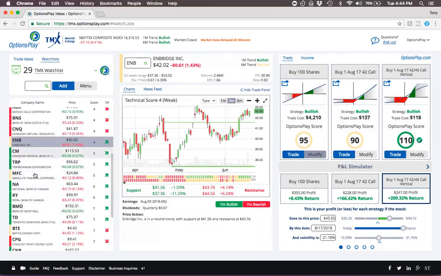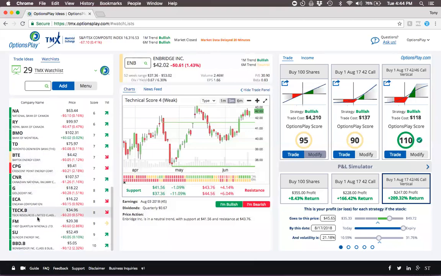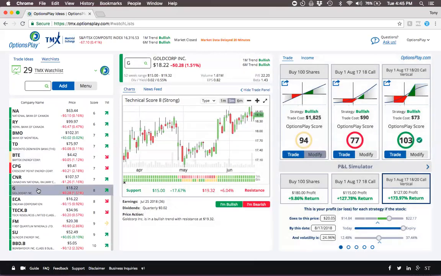So this is what you can use our watch list or any of our trade ideas for, to quickly scan a very large list of stocks and immediately know what opportunities are available for bullish stocks, bearish stocks, and maybe stocks that are starting to turn around.